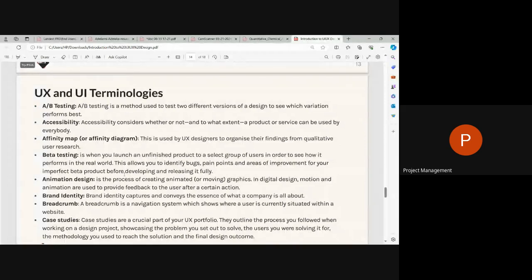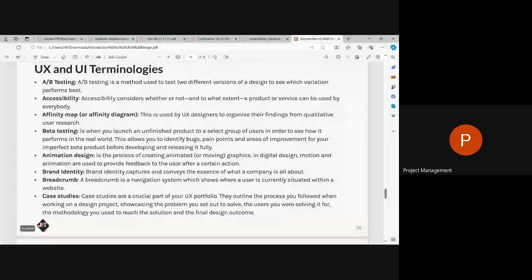The second one is accessibility. That is, to what extent can your products be used by everybody? Is your product available for everyone or available for only some set of people? Then we have affinity mapping. This is used by UX designers to organize their findings.